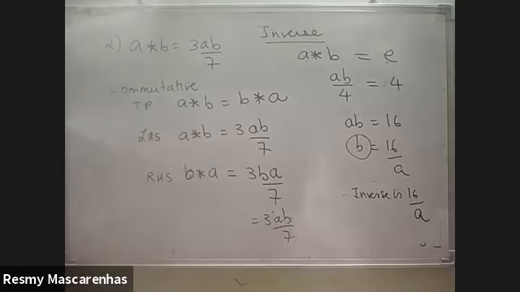If this identity is correct, it will be 3 by 7. Then it will be 3 upon 7. Yeah, correct. You can attempt the third one till then.